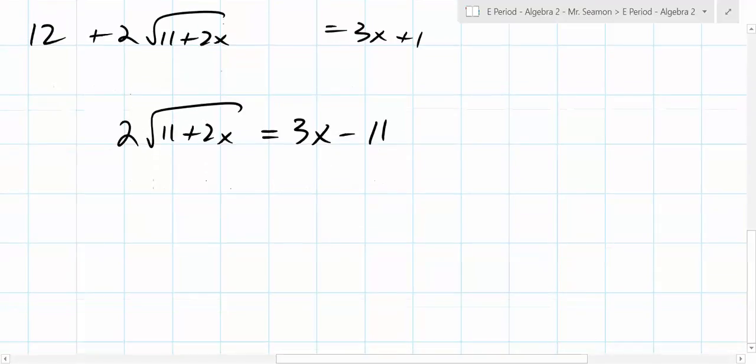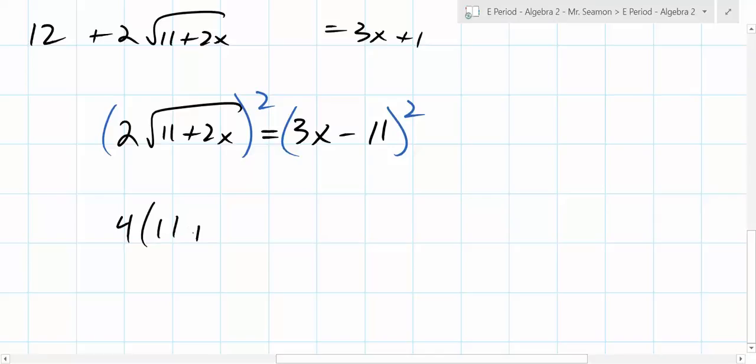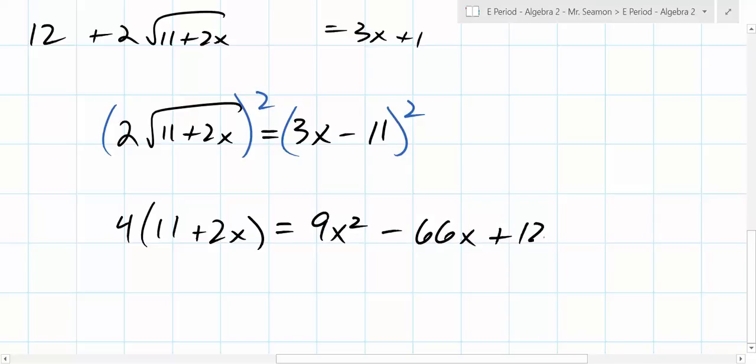So what should you do at this point? You could, but I'm telling you, you don't need to, because you can avoid it. You can just square at this point and keep it out of fraction land. If you squared at that point, what's 2 squared? 4, and the square root absorbs, equals, and then you have to multiply this out. It's going to be what? 9x squared minus 66x plus 121.